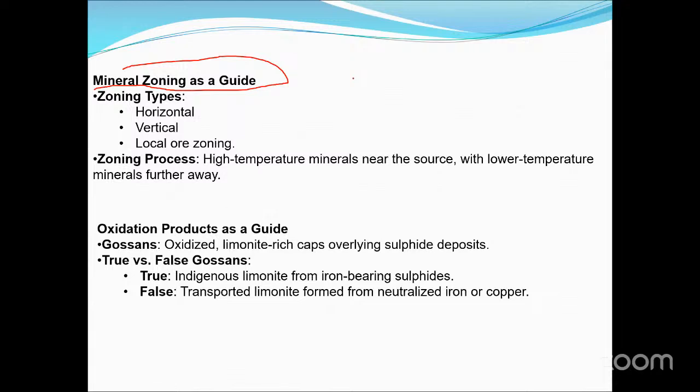And the process is high temperature minerals near the source with low temperature minerals further away. If you observe the process of zoning, high temperature minerals are found near the source, with low temperature minerals further away. So this is the process of zoning, and these are the zoning types.